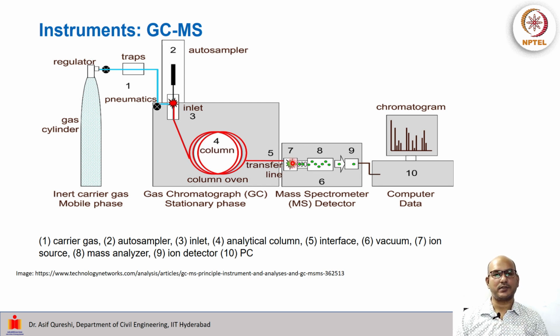So we have an ion source here, and after that the compound is fragmented and goes through the mass analyzer and ion detector, and this information is taken to the computer to give us a chromatogram, so that we know which compound has been eluted. Each compound has a different retention time in the column. So depending on the retention time, we can check how much compound has come out, and using calibration curves, calculate the concentration of the compound.